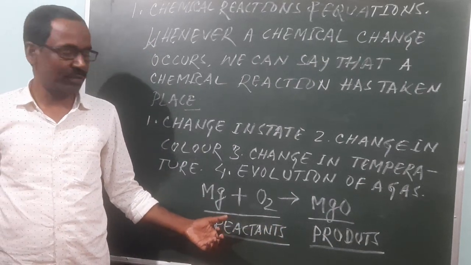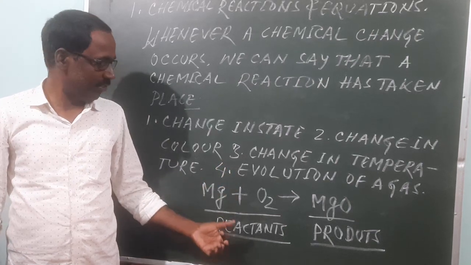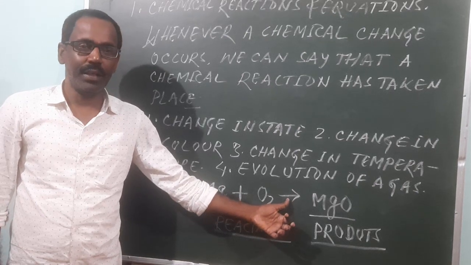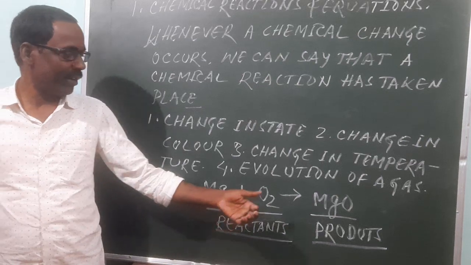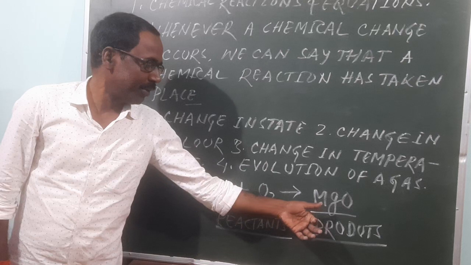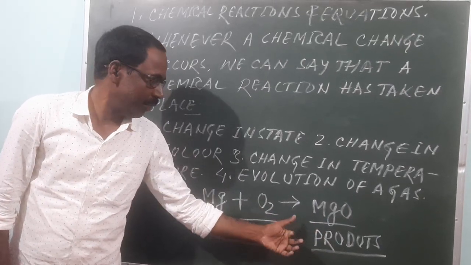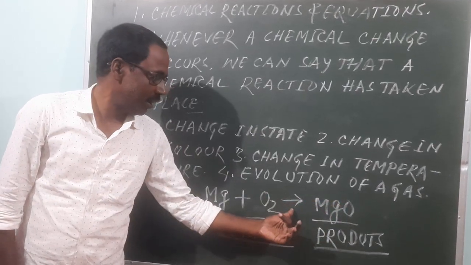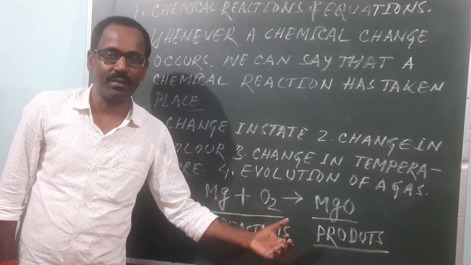The substance which participates in a chemical reaction is said to be the reactant and is present on the left hand side of the horizontal arrow. The substance which we get after the chemical reaction is said to be the product and is present on the right hand side of the horizontal arrow. It is a kind of skeletal chemical equation.